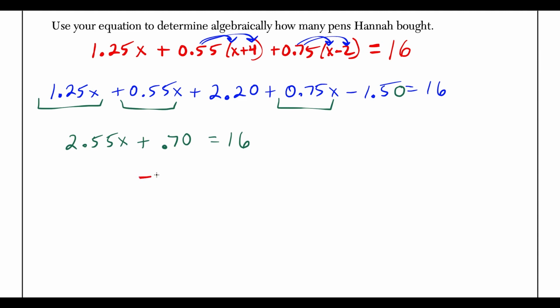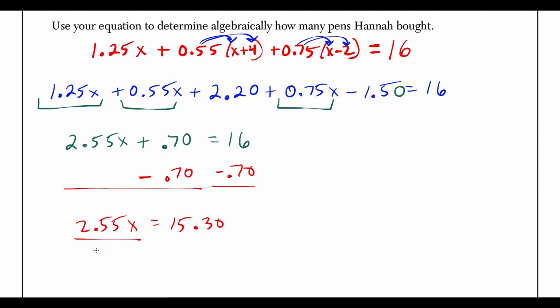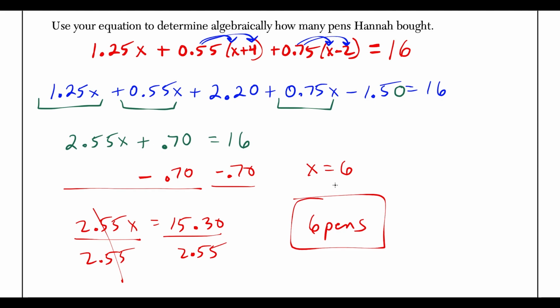So now we just finished the algebra. We're going to subtract 0.70 on both sides. And from this step here, we're going to have 2.55 times x equals, and then 16 minus 0.70 is 15.30. And then just divide both sides by 2.55. And that's going to tell us what x is. If we divide those, x is going to equal 6. So now we just have to determine how many pens Hannah bought. Hannah bought 6 pens. So we'll just write out our final answer here. And this is the end of question 34.